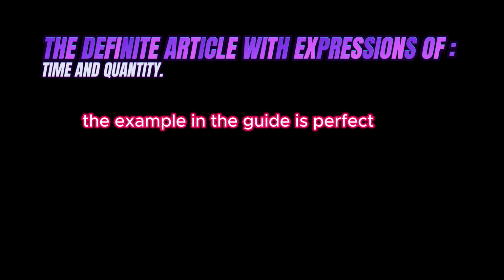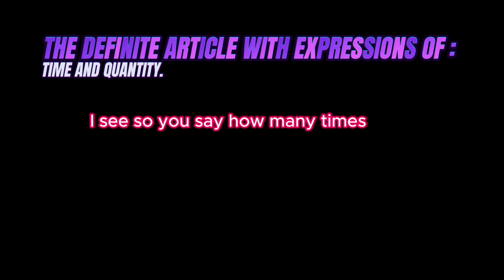The example in the guide is perfect. Vamos al cine 2 veces al mes. We go to the movies twice a month. Oh, okay, I see. So you say how many times, then al, then the time period, 2 veces al mes. That's not so hard. See, you're a natural. And the best part is you can use this with all kinds of time periods, days, weeks, months, even years.